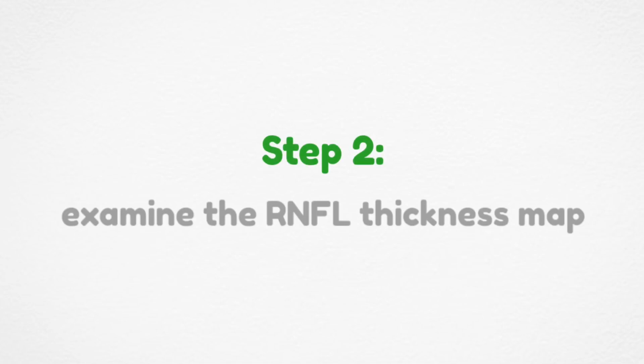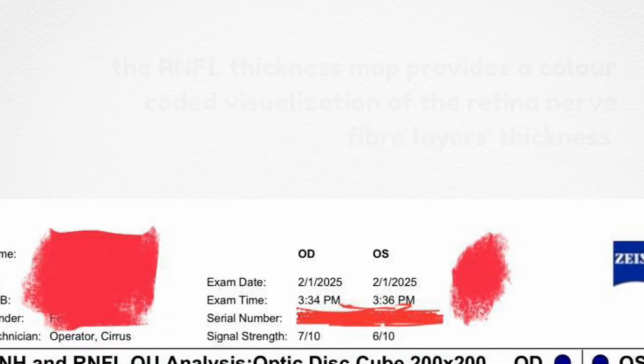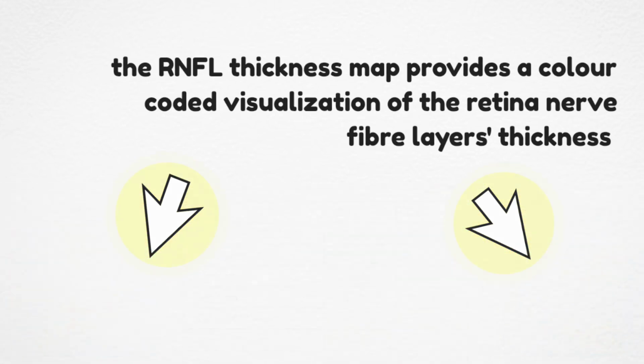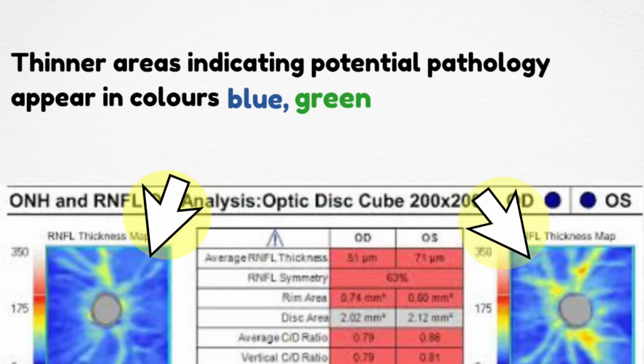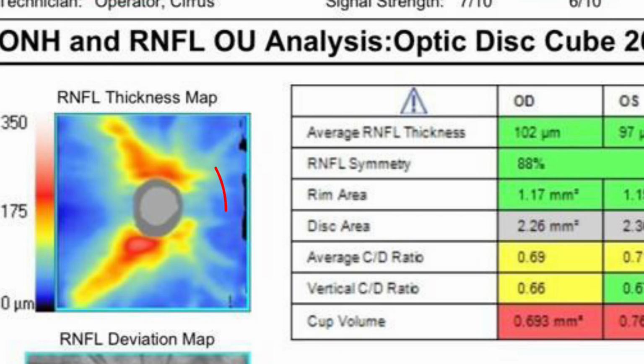Step 2. Examine the RNFL thickness map. The RNFL thickness map provides a color-coded visualization of the retinal nerve fiber layer's thickness. Normal thickness appears in warm colors as red and yellow. Thinner areas indicating potential pathology appear in cool colors as blue and green. A healthy RNFL map typically presents as a symmetrical yellow butterfly wing pattern around the optic nerve head.